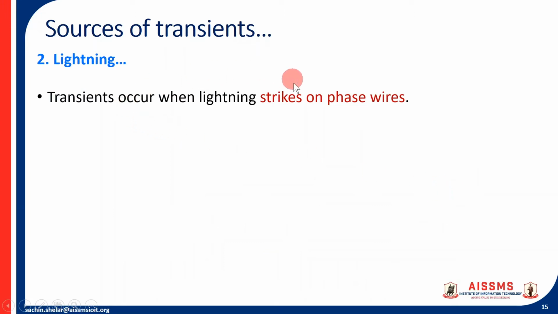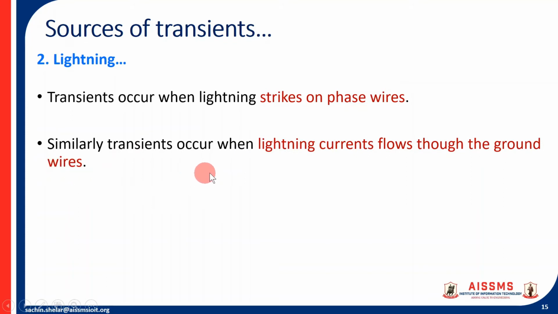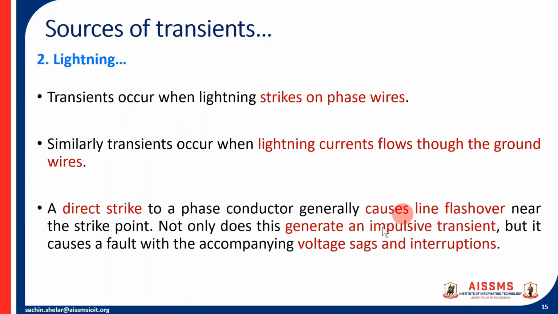Transients occur when lightning strikes either phase wires. Similarly, transients can occur when lightning current flows through the ground wires. In the earlier diagram we saw that lightning can occur at any place. It can be on phase wires or on grounding wires. Wherever it is, it may create a transient.